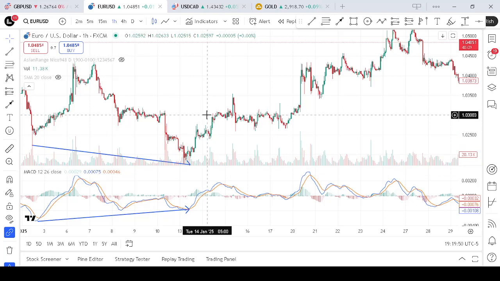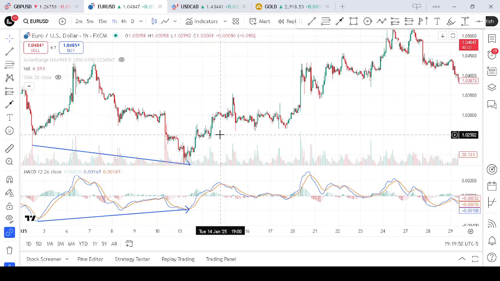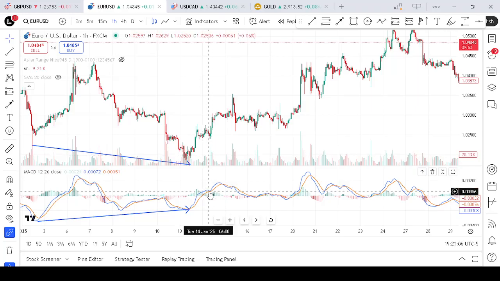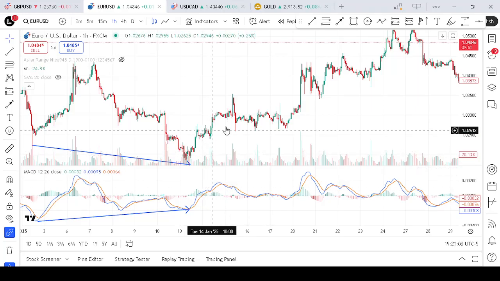After identifying this signal, it is essential to set your entry and exit points clearly. For a long position, you might enter once you see both a bullish divergence and a crossover above the zero line. So once I see the crossover above the zero line at this area, you can enter your trade immediately.